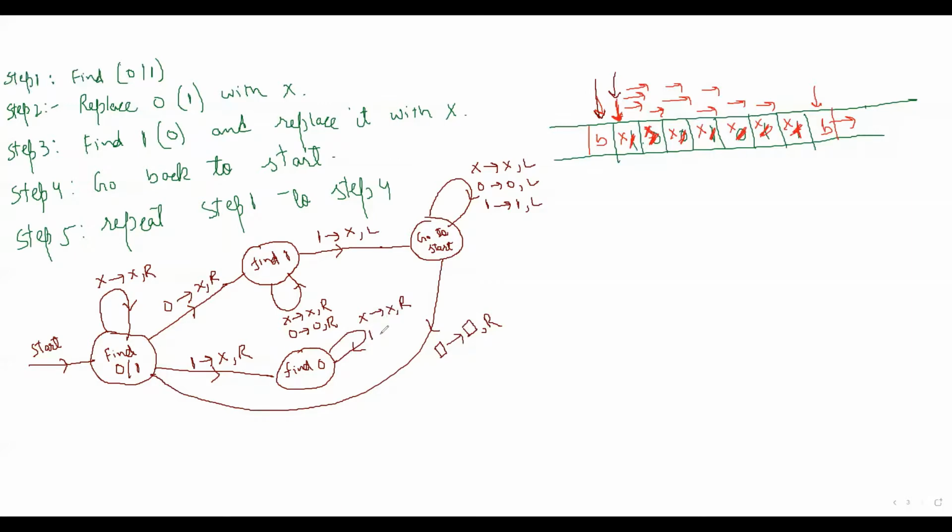If there is 1, we will ignore it. However, if it is 0, we will replace 0 with x and move left. Then we have to again go to the start.